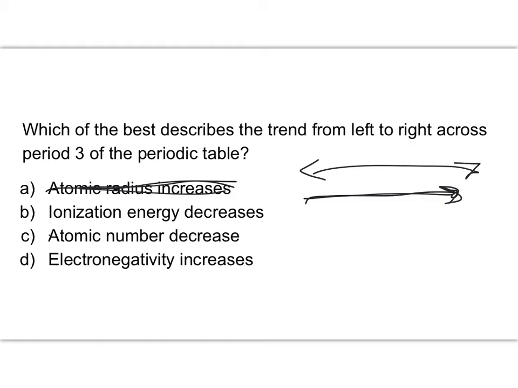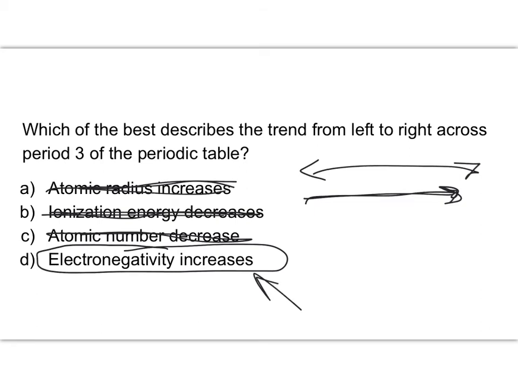And atomic number doesn't decrease going from left to right. The atomic number goes up as you go across. So it's either ionization energy decreases or electronegativity increases. And these two, ionization energy and electronegativity, are actually related, and so they do the same thing. They both increase moving from left to right across each row. Okay, so ionization energy does not decrease from left to right. Electronegativity and ionization energy both increase from left to right.